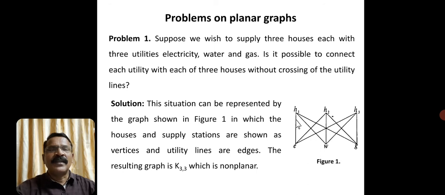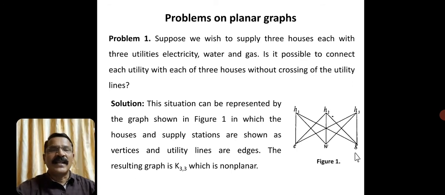It implies, if we consider houses as three vertices and utilities, say electricity, water, gas, in terms of vertices. Houses are also in terms of vertices and utilities are also in terms of vertices. So every house requires all the three utilities. It implies we join the house H1 with all the three utilities E, W and G. Similarly, we join H2 with these three utilities. Similarly, we join H3 with all the three utilities.